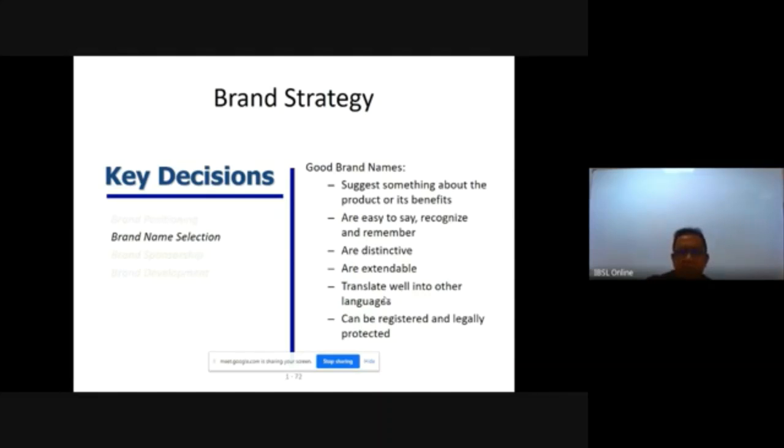Brand name selection, you said brands should have a good name, an easy name to remember. So a good brand name suggests something about the product or its benefits, is easy to say, recognize, and remember, is distinctive, extendable, translates well into other languages, and can be registered and legally protected. That is how you name brands.